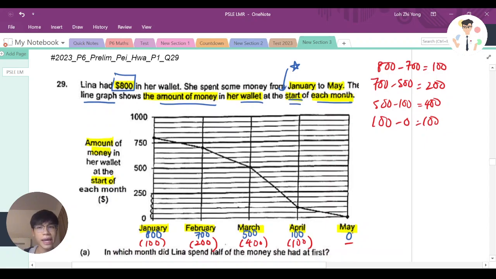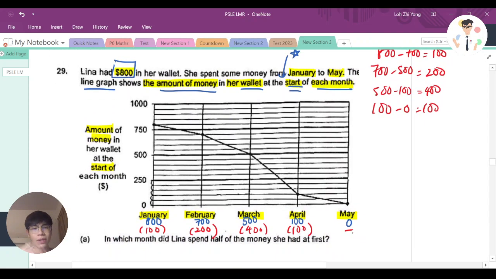Now, the question A now asks, in which month did Lina spend half of the money she had at first? Now, the money that she had at first is what? 800. And half of 800 is what? 400. Then you know it's which month? March, sorry. So the answer for A is March. That's all. We are done for A.